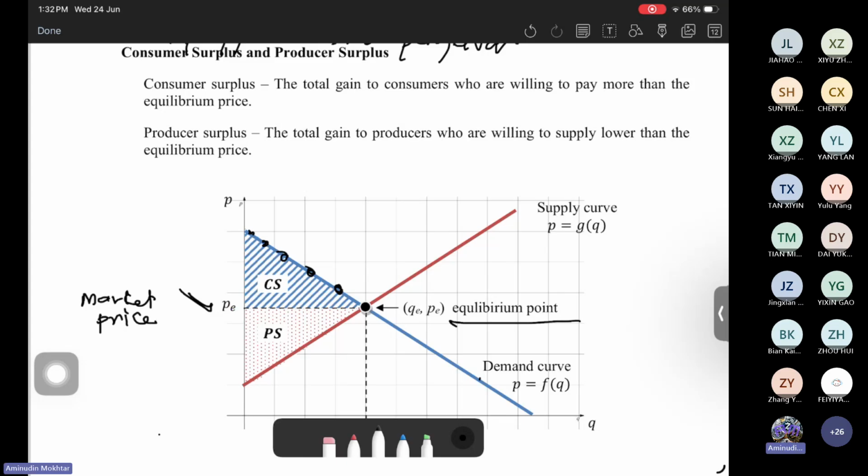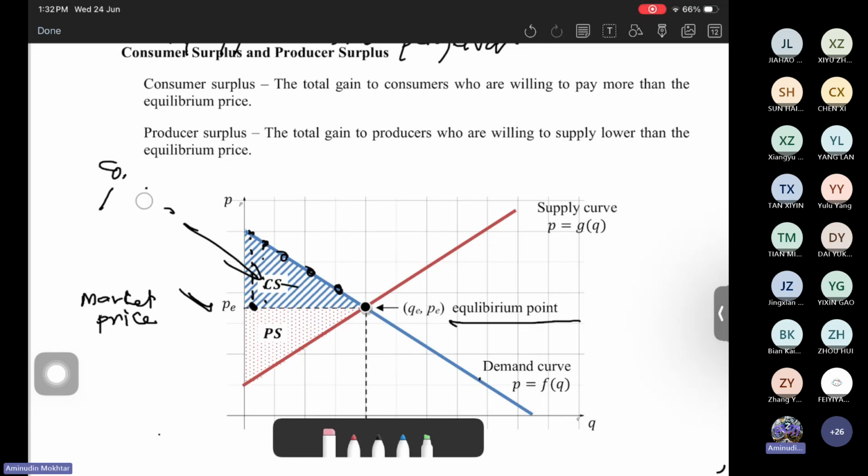So for each quantity that consumers buy, there must be a gap between the price that the consumer is willing to pay and the price that the consumer actually has to pay. The total difference between these two prices, we call it the consumer surplus. Okay. In the graph, the consumer surplus is shown by this shaded blue area, this blue area or CS. That is consumer surplus.